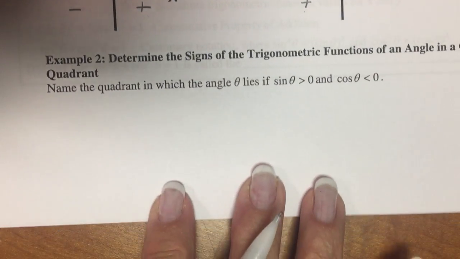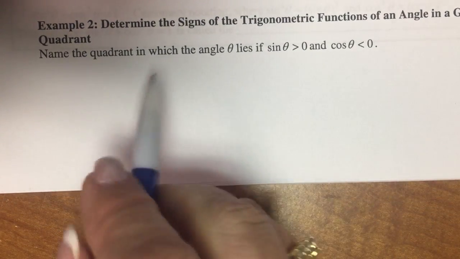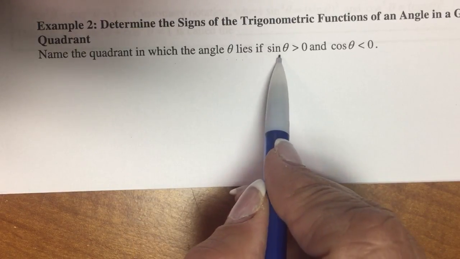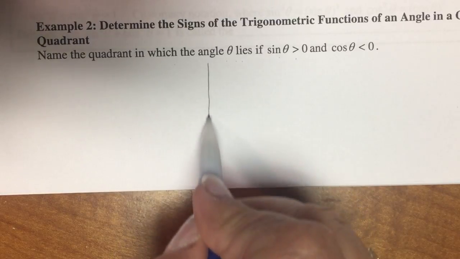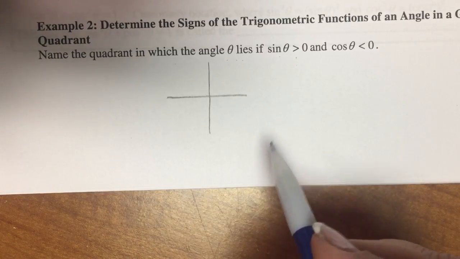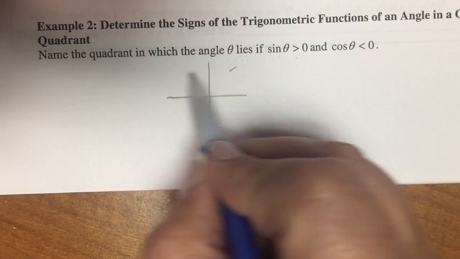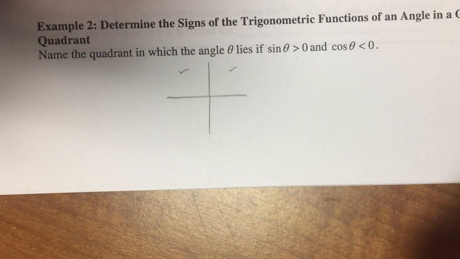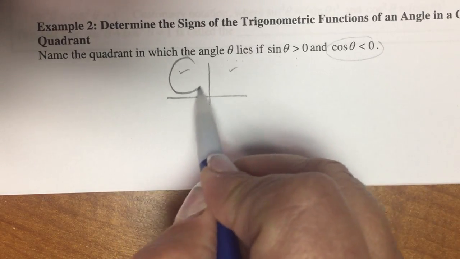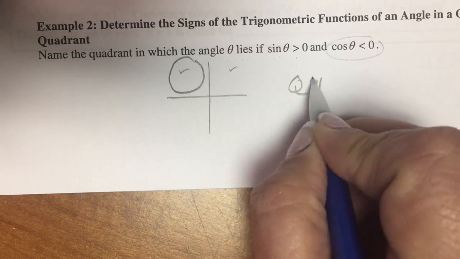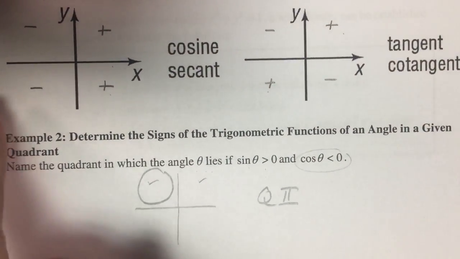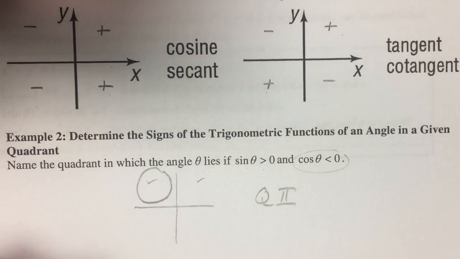So let's look at example 2. Name the quadrant in which the angle theta lies if the sine is positive but the cosine is negative. Well, let's see. Sine is positive here and here, but we want the cosine to be negative. That would have to be here. So we're talking about quadrant 2.